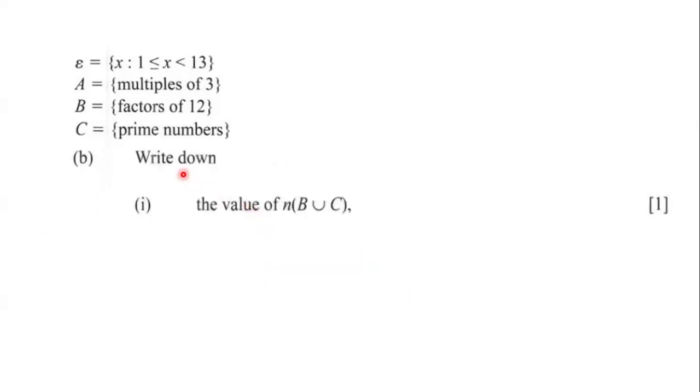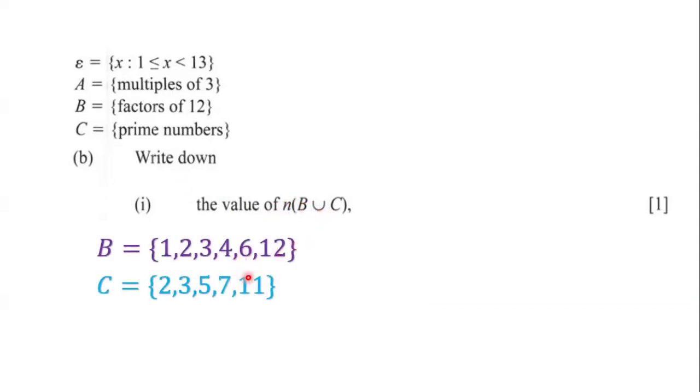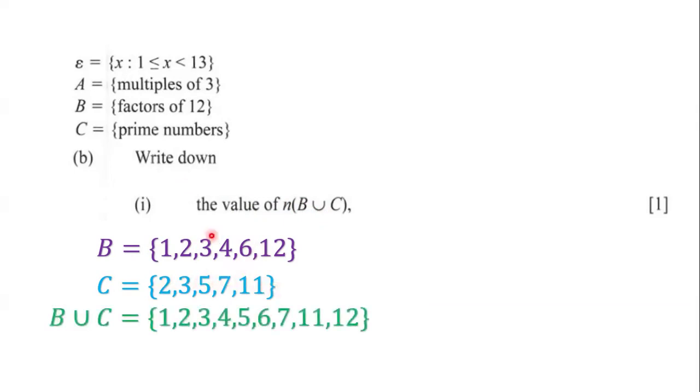Okay, next, they want us to write down the number of elements in B union C. So this is B and this is C, and we have to create the union. The union is basically all of the elements in B and all of the elements in C with no repeats. So this is going to be 1, 2, 3, 4, 5, 6, 7, 11, and 12.